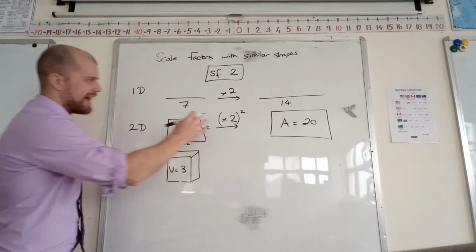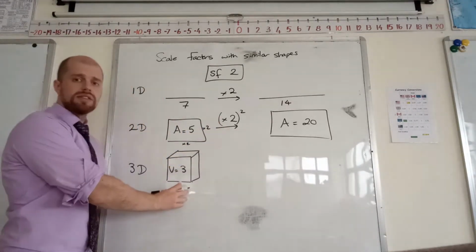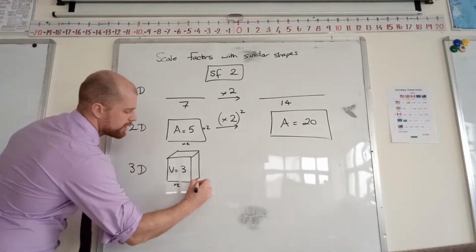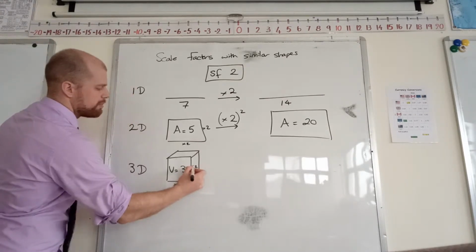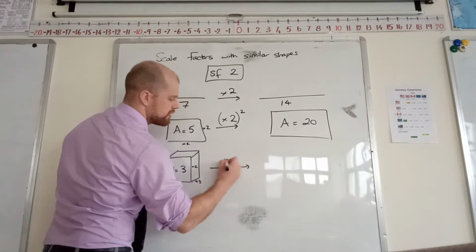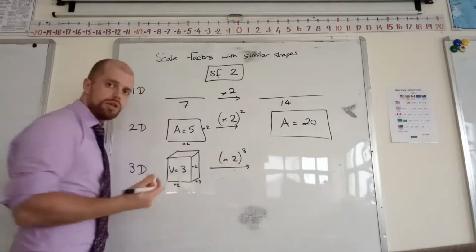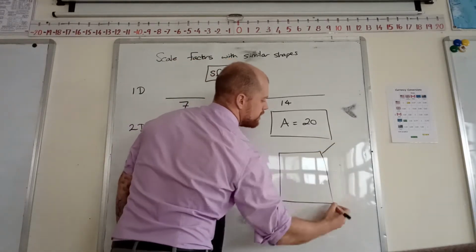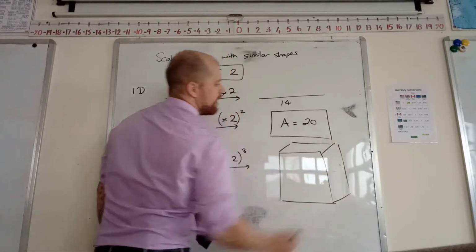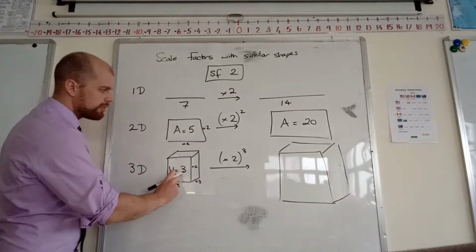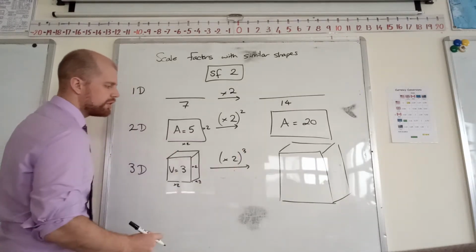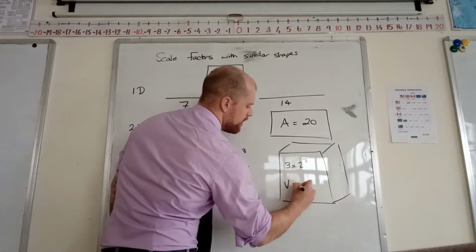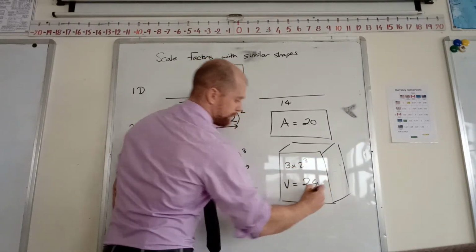Same thing for the third dimension, but now we've got 3 lengths. We're going to times this by 2, we're going to times the depth by 2, and we're going to times the height by 2. So I'm multiplying by 2 3 times, I'm cubing it. So my new shape, which obviously isn't quite to scale, is going to have my volume of 3, and I'm going to times it by 2 cubed. I'm going to times it by 8. So I'm going to do 3 times 2 cubed. The new volume is 3 times 8, which is 24.